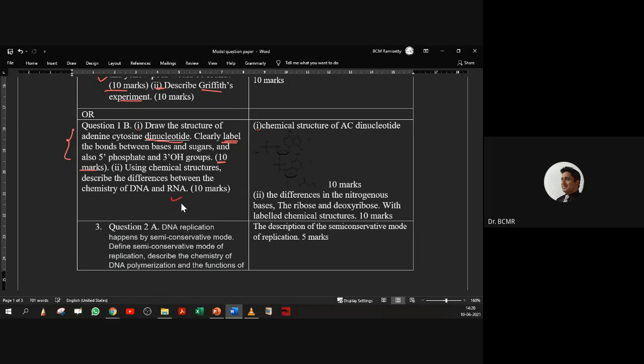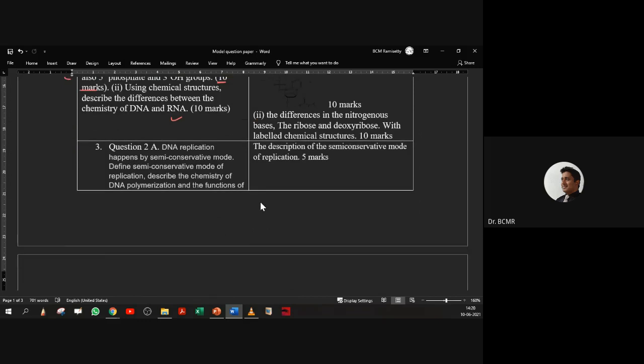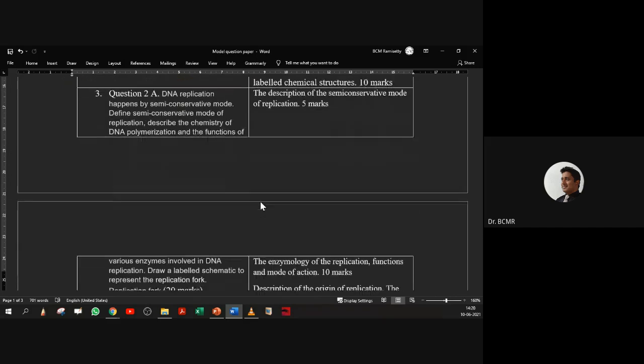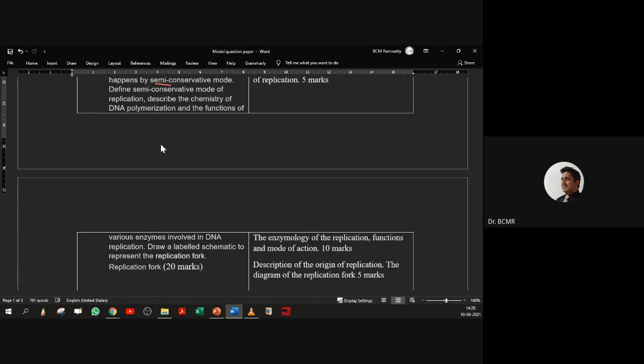So this is another structure, chemical differences between DNA and RNA, and so on. DNA replication, second question, for example, DNA replication, which is by the semi-conservative method. So you should know the biology, chemistry, enzymology of it, and that description.